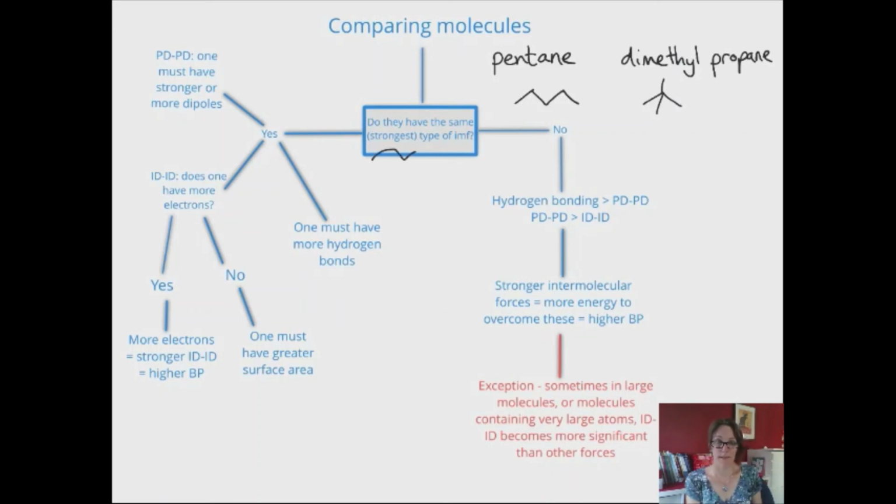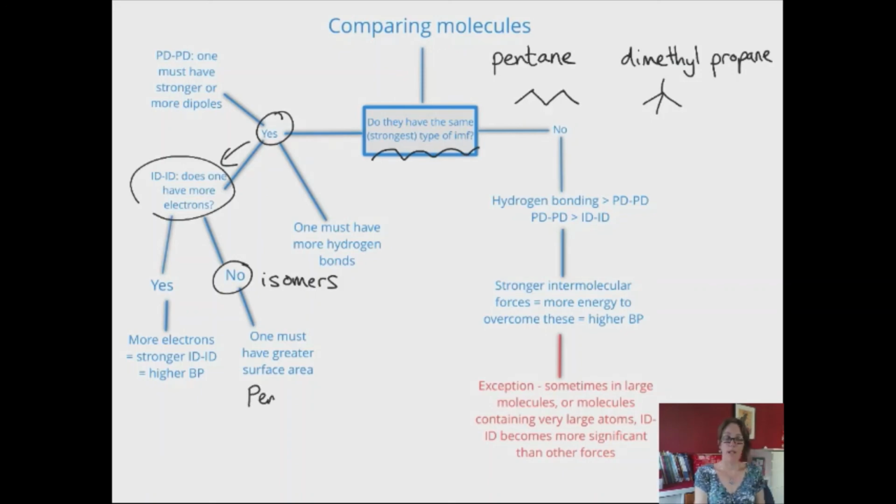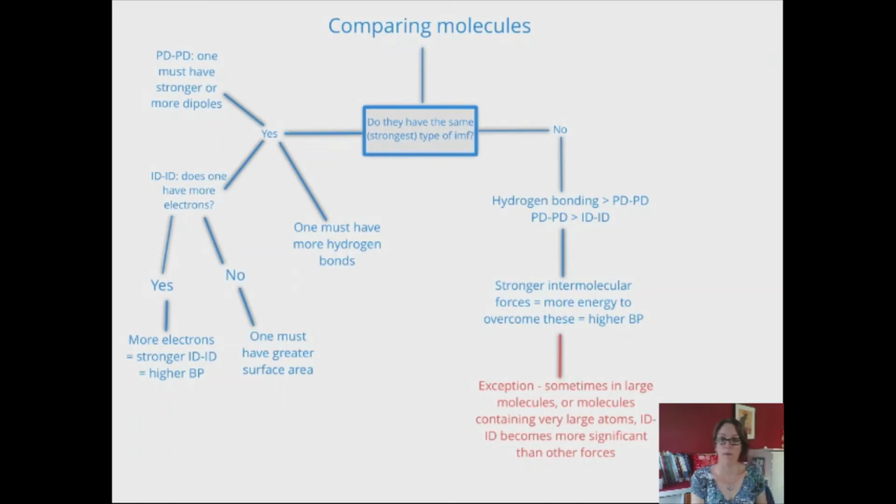Do they have the same strongest type of intermolecular force? Yes, they're isomers. They contain the same atoms. Does one have more electrons than the other? No, they're isomers. They are literally the same molecular formula. And so therefore we have to answer it in terms of surface area. So pentane is the unbranched version, so it has a greater surface area, it has more opportunities to create London forces, so it has stronger London forces or instantaneous dipole-induced dipole, and therefore higher boiling point.